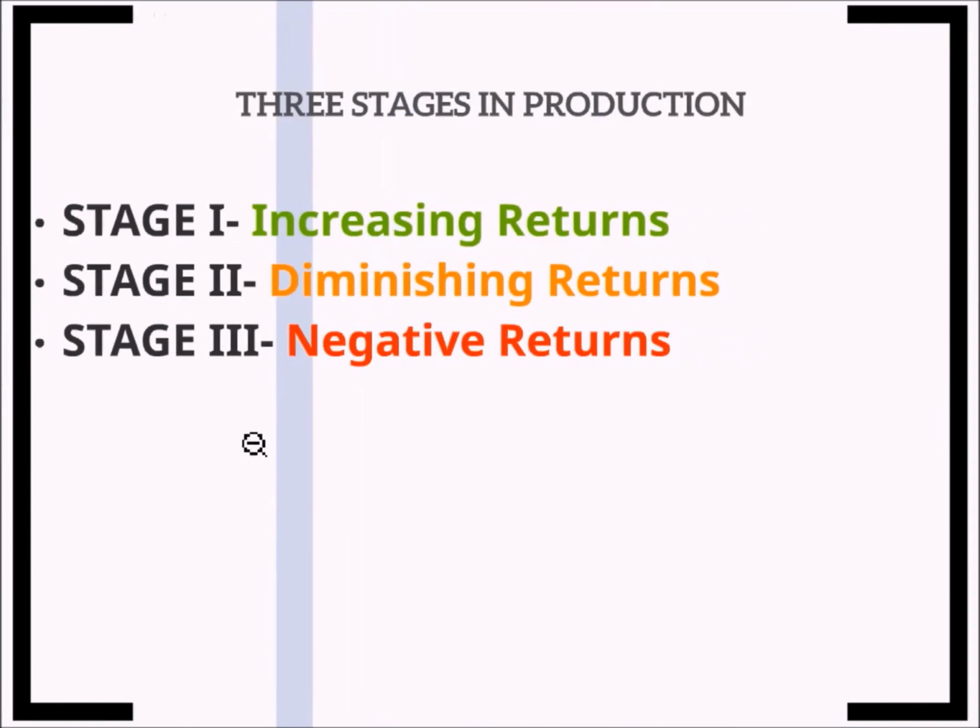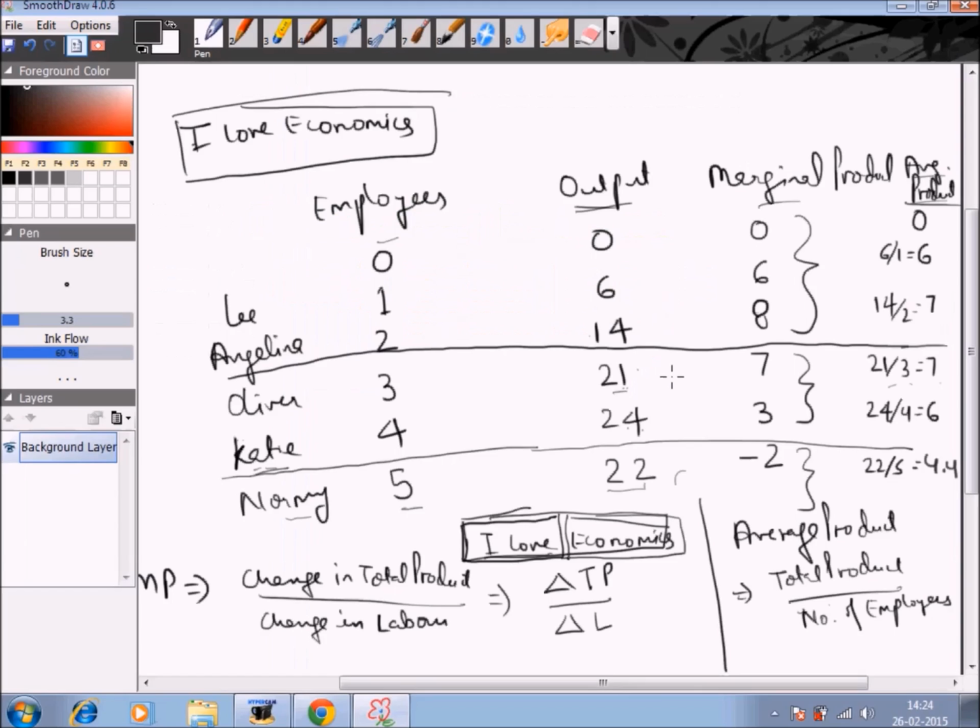Now if we see the law clearly, we get to know 3 stages in the law, and that is just due to the marginal productivity of the organization. If we see here, up till when we have employed the second employee, the marginal productivity was increasing. So this is the first stage, stage 1. And because the marginal productivity was increasing in this stage, we call it the stage of increasing returns.